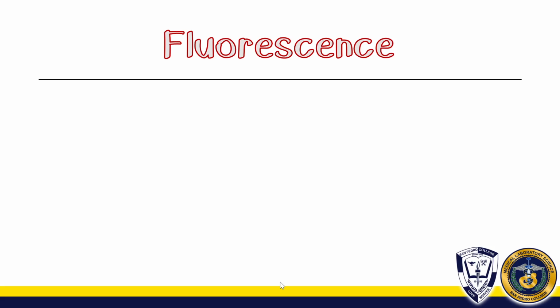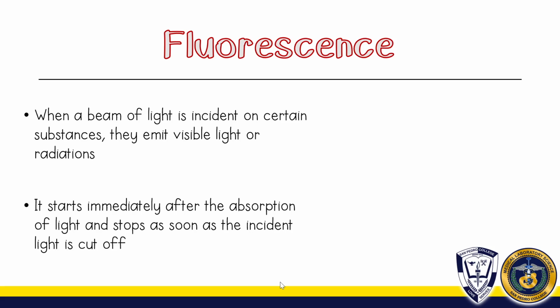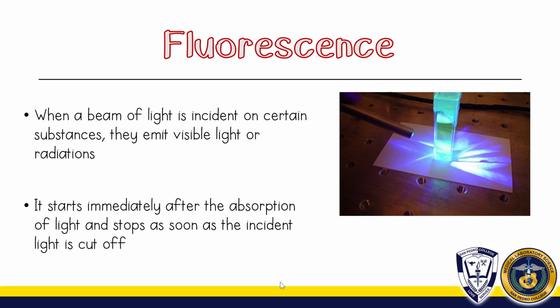So start with your fluorescence. Now, when a beam of light is incident on certain substances, they emit visible light or radiations. It starts immediately after the absorption of light and stops as soon as the incident light is cut off. So that is fluorescence. Now, take note of the second statement, that it starts immediately after the absorption of light.